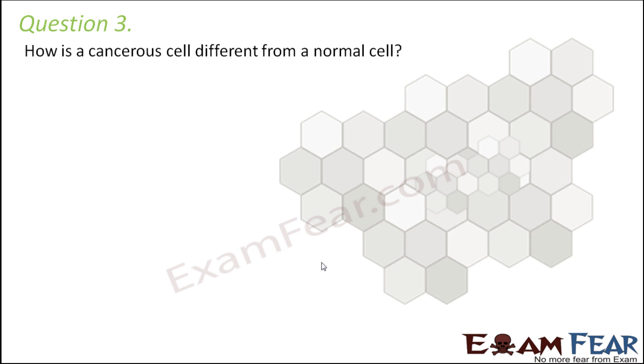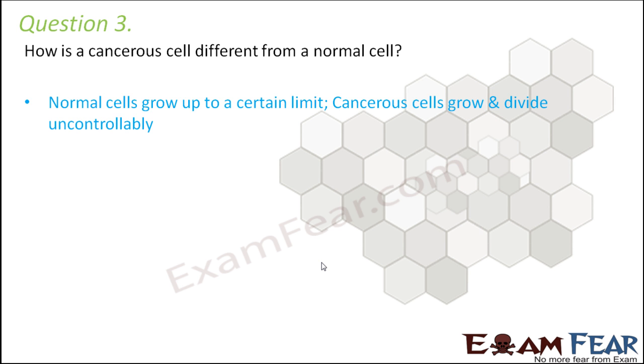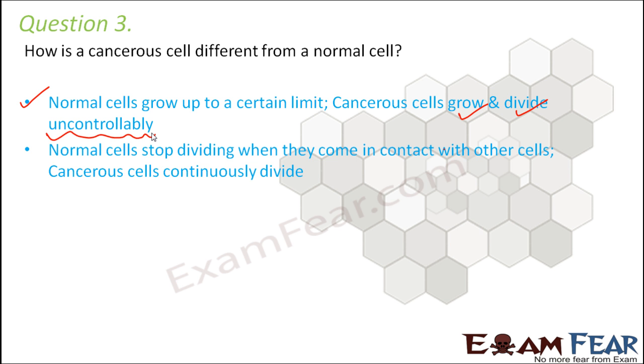Question number 3. How is a cancerous cell different from a normal cell? Now, as I had mentioned before, a normal cell will grow up to a certain limit. Normal cells have a property that when they come in contact with some other cell, they stop dividing and they stop growing. Whereas cancerous cells keep on growing and dividing uncontrollably, and in fact, that is what causes the problem of cancer.